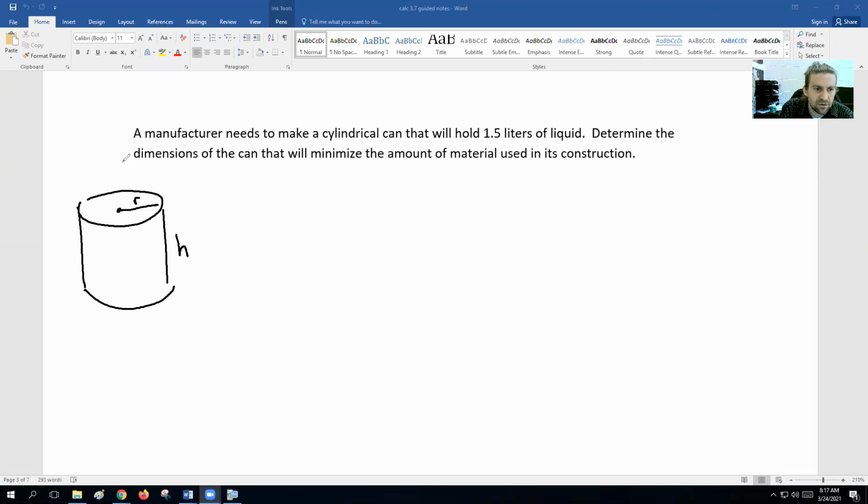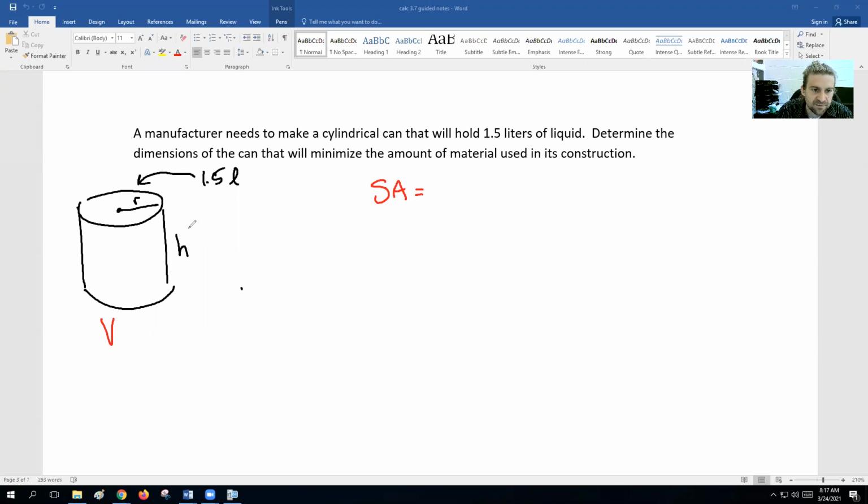Determine the dimensions, and we've got to hold 1.5 liters of liquid. Determine the dimensions that will minimize the amount of material used in the construction. Okay, so that's not a lot of information, right? Well, the volume formula that we have is, actually, we don't want to minimize the volume, right? We want to minimize the surface area.